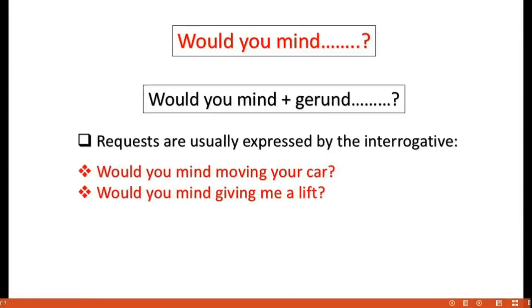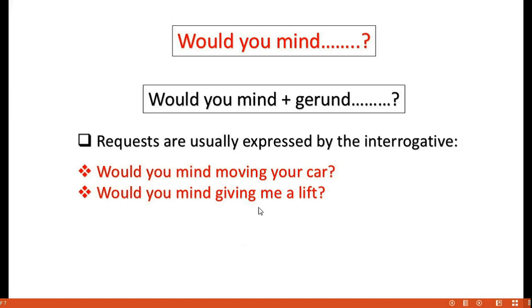In this slide we find the usage of would you mind. Here you find the structure would you mind plus gerund plus extension, and this is structure of interrogative sentence. Actually it is used to make a request.